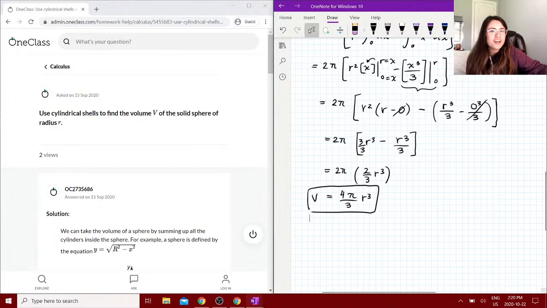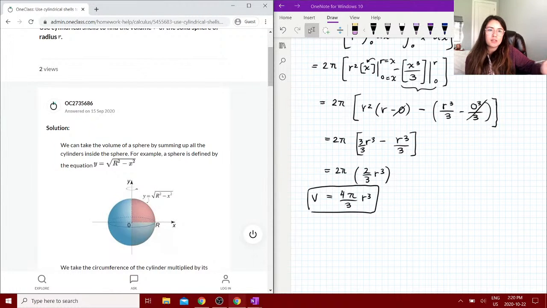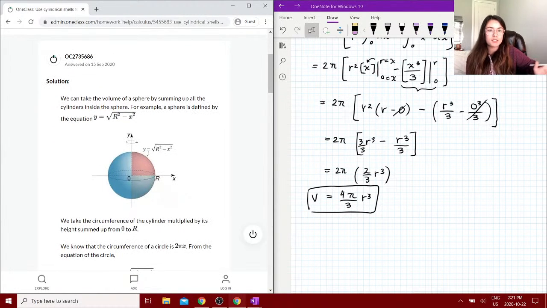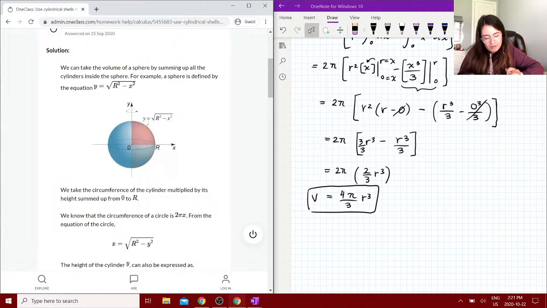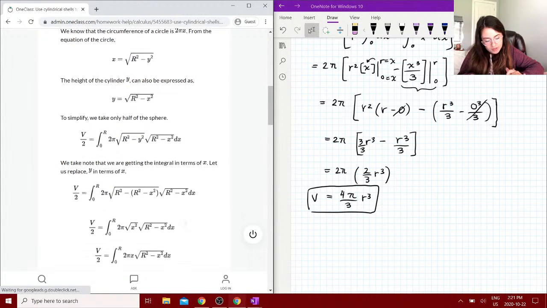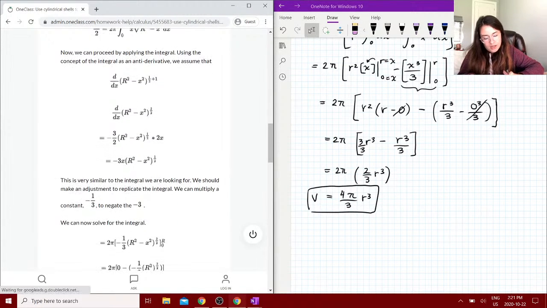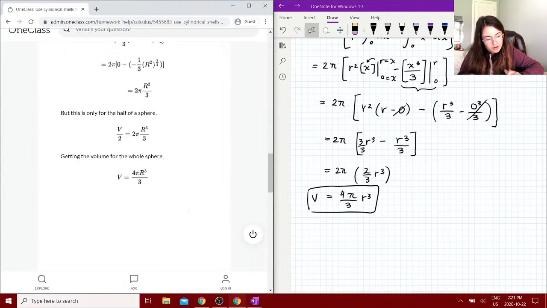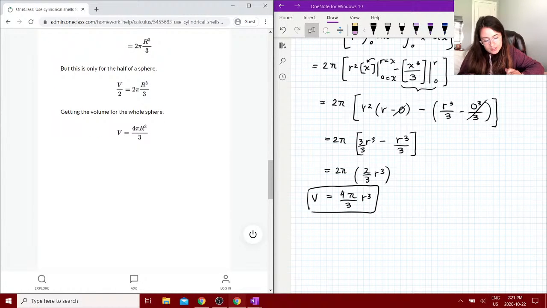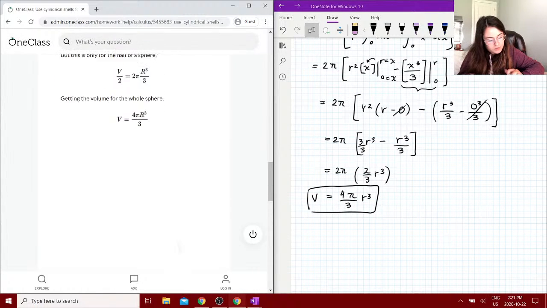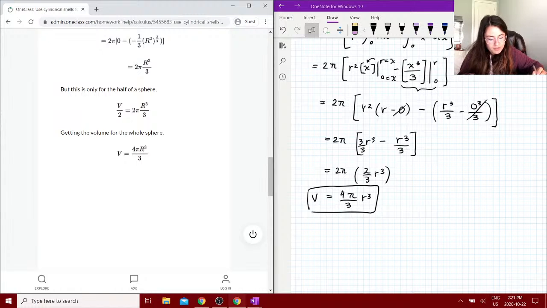Now you probably already recognize this as the volume of a sphere, so we know we did well, right? I did this a little bit differently than the solution here, just because this is the way that makes sense to me, especially using the imagery of taking orange slices. If we look at the solution here, they go about it a little bit differently. But ultimately we get the same answer, and there are a few more steps that they include. Like I said, here we get the volume of a whole sphere, and comparing to ours, we have the same thing, okay?